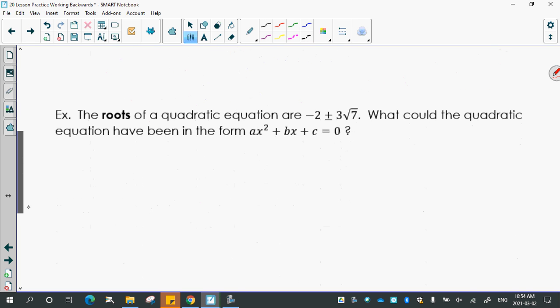Okay, next one. The roots of a quadratic equation are negative 2 plus or minus 3 root 7. What could the quadratic equation have been in standard form? Our answer would have been yesterday, x equals -2 plus or minus 3 root 7. What would the step before that look like?